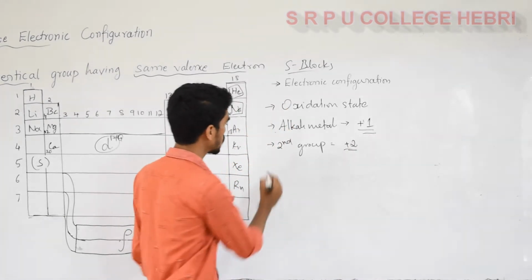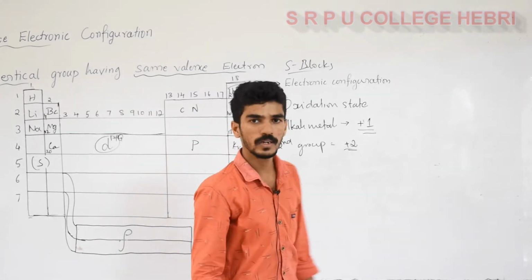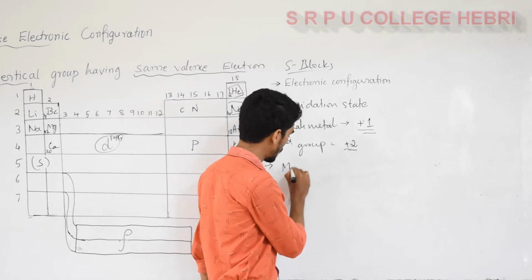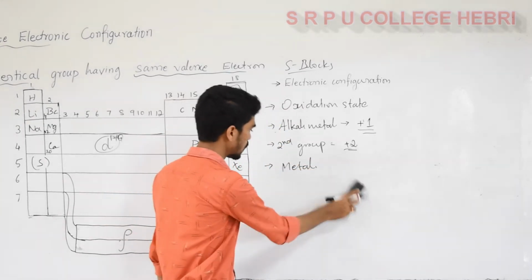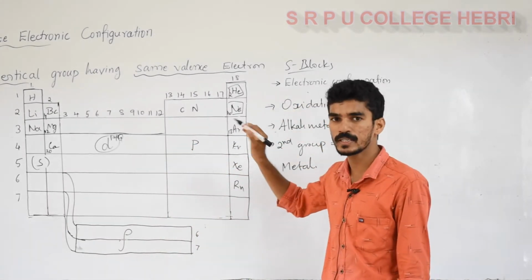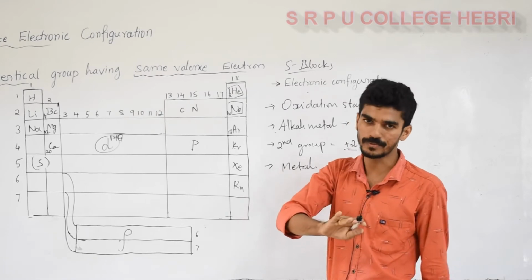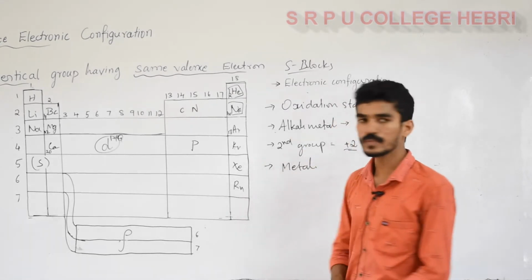Okay, the next concept is the metallic character. All S block elements are metals in nature. In this concept, you should remember the general electronic configuration as well as the outer electronic configuration. And next, oxidation state and metallic character.